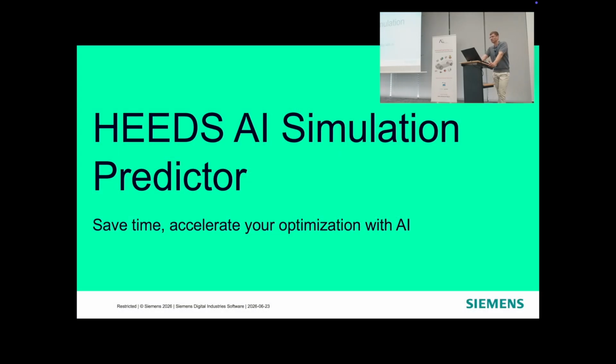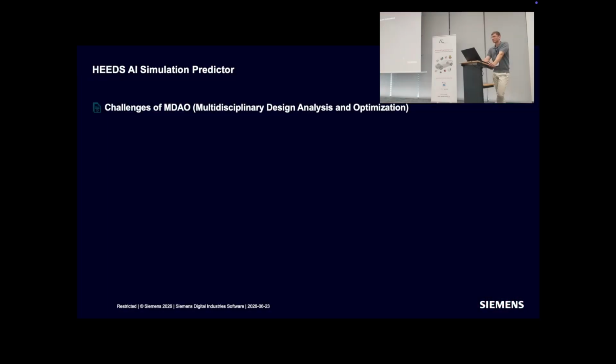Now, last but not least, the HIDS AI simulation predictor is a software tool that helps us accelerate and boost our optimization studies with an AI model. I'm sure you already know, but let's talk a little bit about the challenges of the MDAO process. We have very long-running CFD simulations.